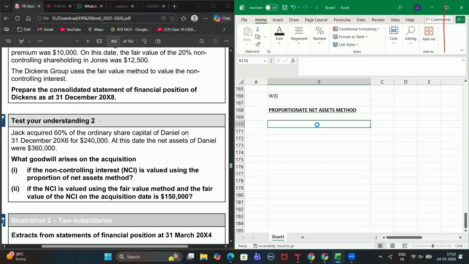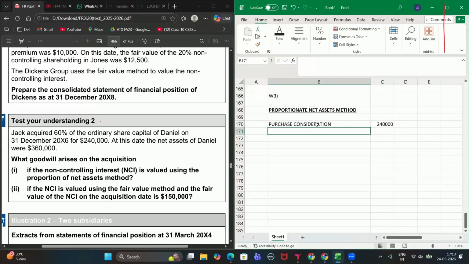Okay. So, in order to calculate goodwill, what do we need first? That is purchase consideration. What is the purchase consideration here? Purchase consideration or fair value consideration. It is 240,000, right? Okay.